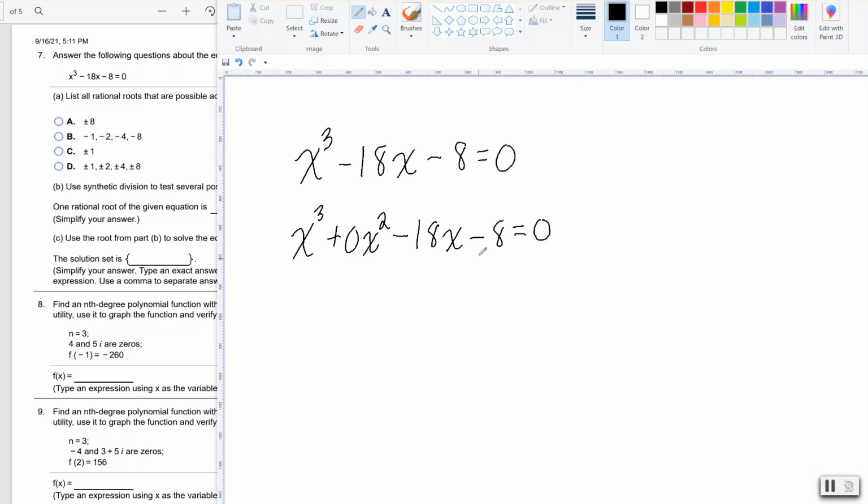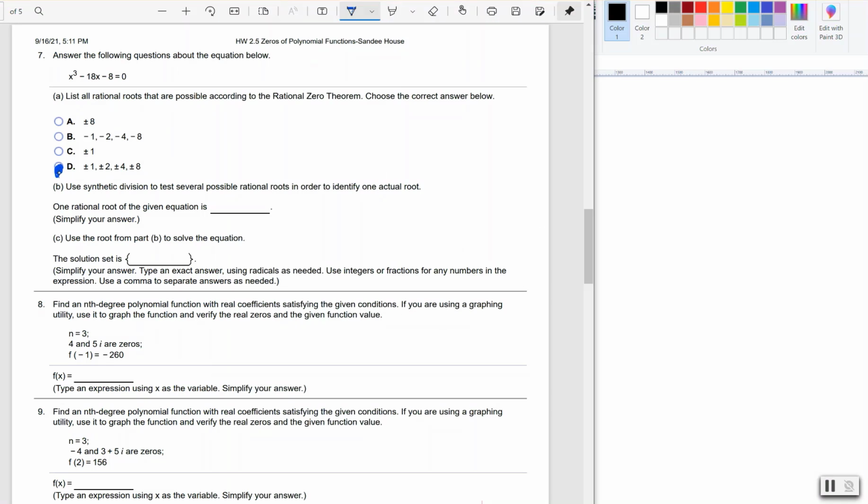Now that that's possible, I can list the rational roots. I need the factors of negative 8 over the factors of 1, so I only need to look at negative 8. Plus and minus 1, plus and minus 2, plus and minus 4, plus and minus 8. And that would be choice D.